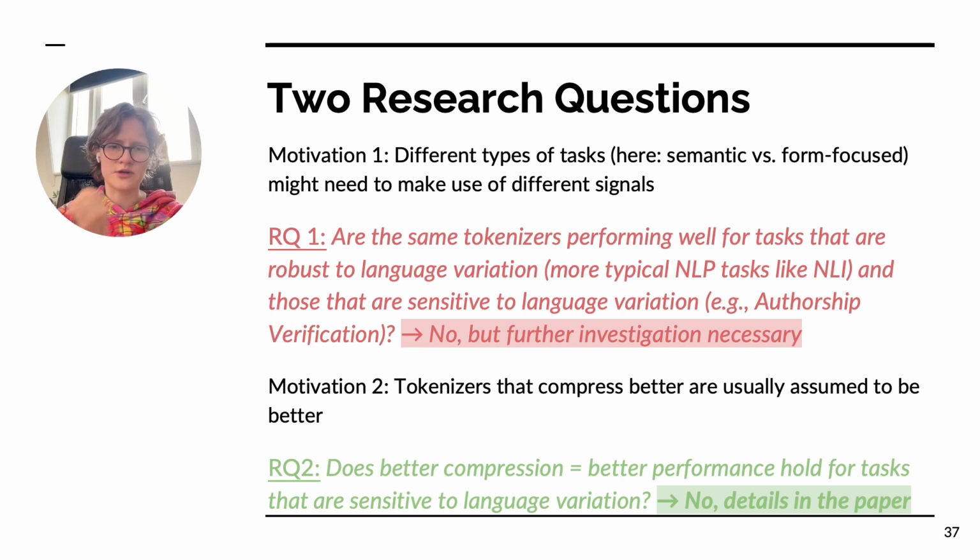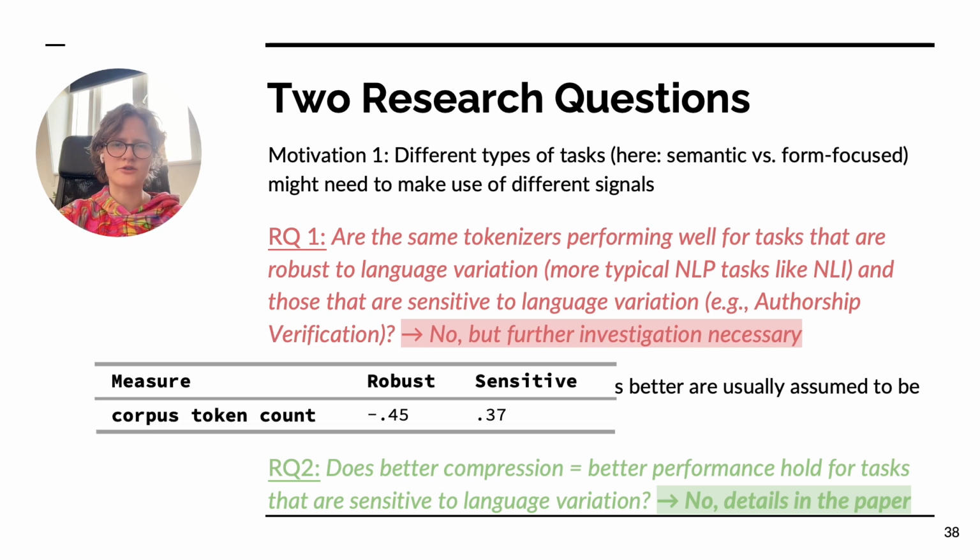For the second research question: no, better compression does not lead to better performance for tasks that are sensitive to language variation. You will find some details in the paper. As a small teaser, the corpus token count, a measure of how badly a corpus is compressed, shows opposite correlations between tasks that are robust to language variation and tasks that are sensitive to language variation. This hints at interesting differences in the requirements for good tokenizers for variation-sensitive and variation-robust tasks.